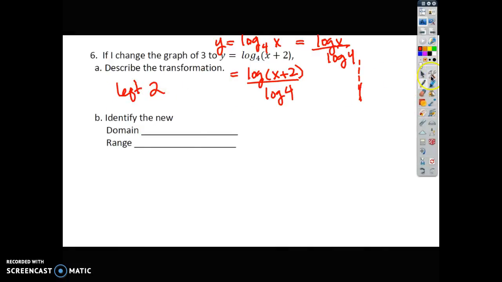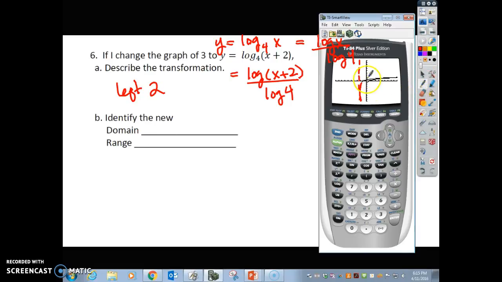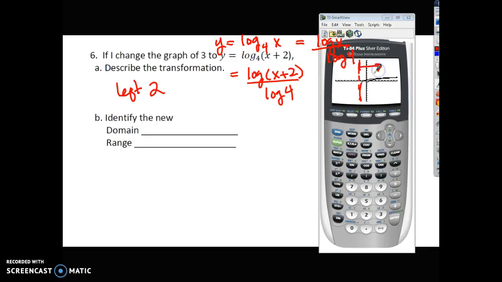The domain and range, let's look at the calculator. The domain is going to be all the numbers from here to the right, all the x contained. So we write x is greater than -2, because that's where my asymptote is now. At -2, the function is to the right of that. The range is going to be all the y's. So this function is going to go down forever and is actually going to go up forever. So this is all reals. Okay.